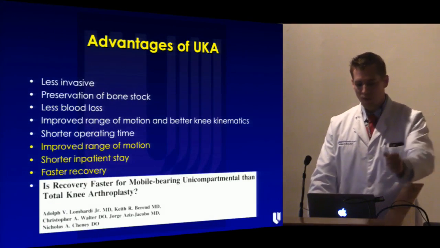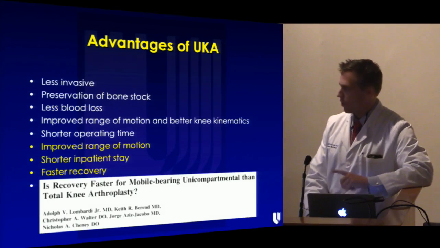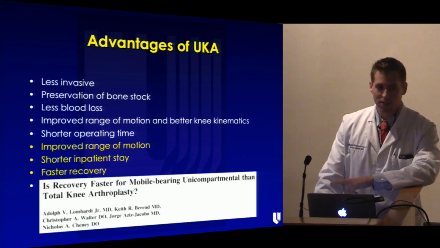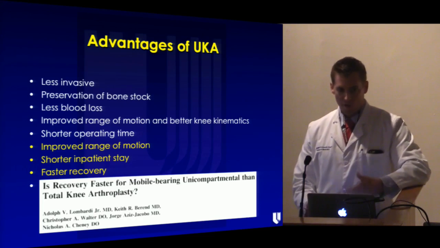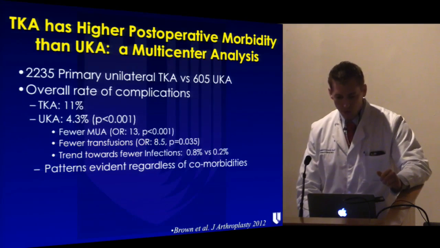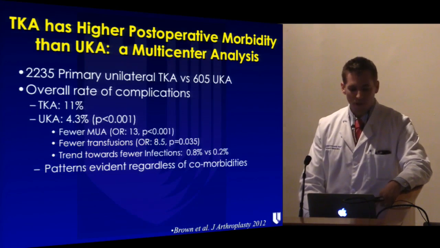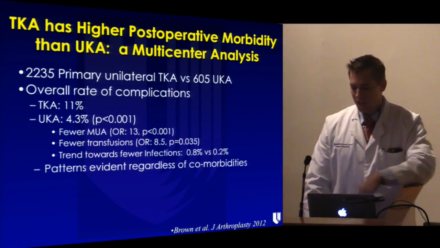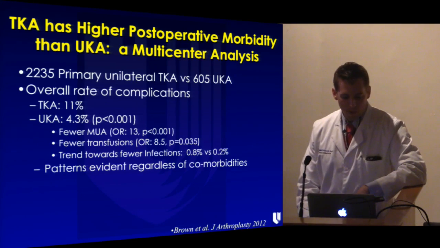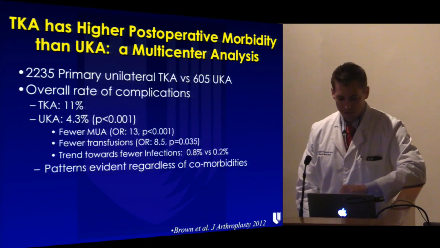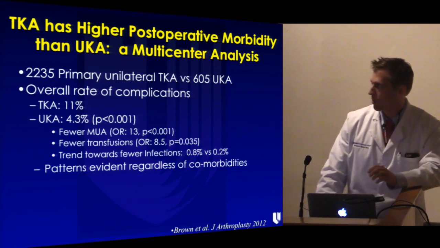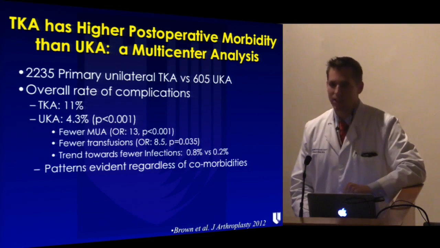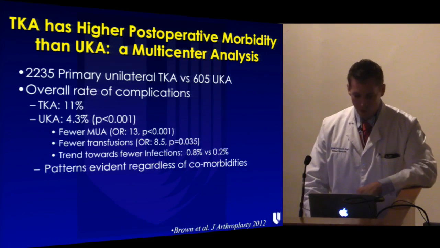Similarly, in 2009, Dr. Lombardi demonstrated that patients who underwent uni had better range of motion and shorter inpatient stays, and they also had higher knee scores at 6 weeks post-op, indicating that they are recovering faster than those that undergo total. Also in 2012, Brown did a multi-center analysis that demonstrated the perioperative risk is lower in unis, as there is significant reduction in the risk of overall rate of complications from 11% in totals to 4.3%. Now, granted, the complications that they talk about can be as simple as ICU stays, which is debatable as to whether or not that's a complication.